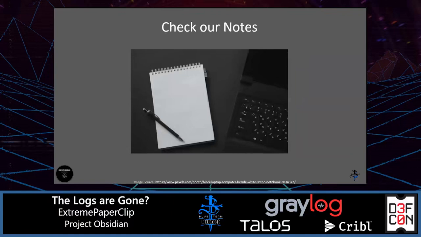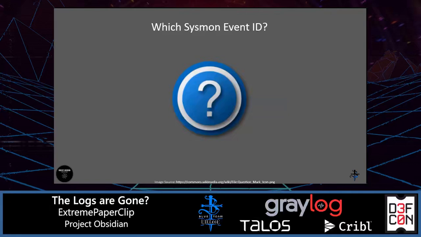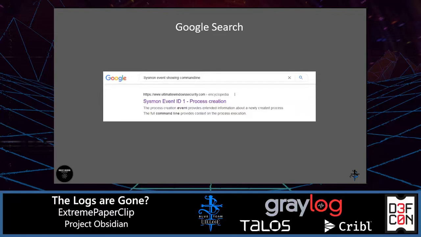Okay, checking our notes, we take a look and recall that we made note of the two data sources, Sysmon and WinEvent logs. So let's go take a look at the Sysmon data. Okay, question. Which Sysmon ID could possibly show us the command line details? A quick Google search for Sysmon event showing command line leads us to an article about Sysmon event ID 1, process creation.